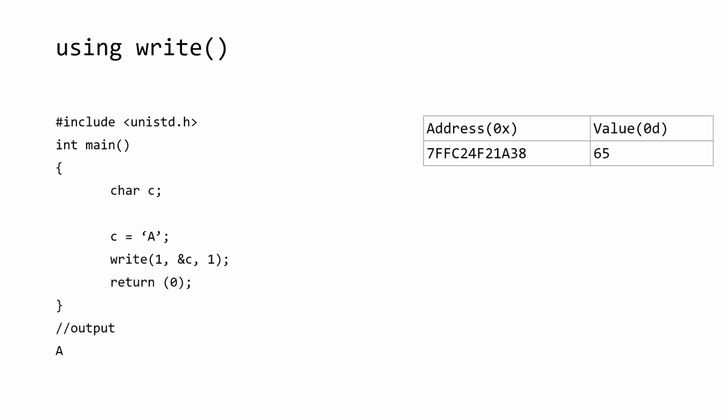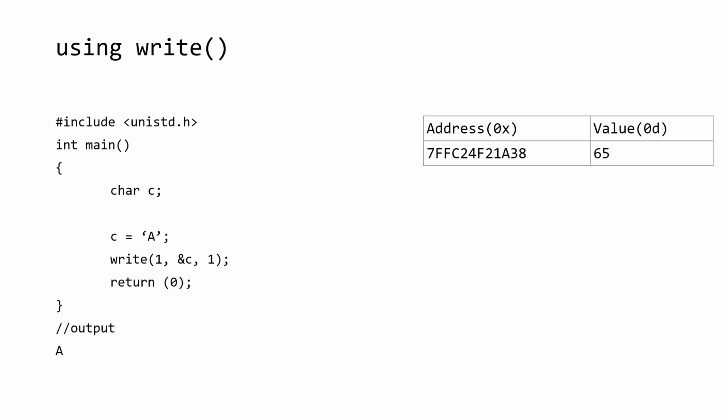Next, we assign a to c. What happens when we use a single quote around the a? It tells the compiler to look up the ASCII table, and in the ASCII table, you can see that A has a decimal value of 65. And actually, what is being held in the memory address at c is not the value A, but actually the value 65.